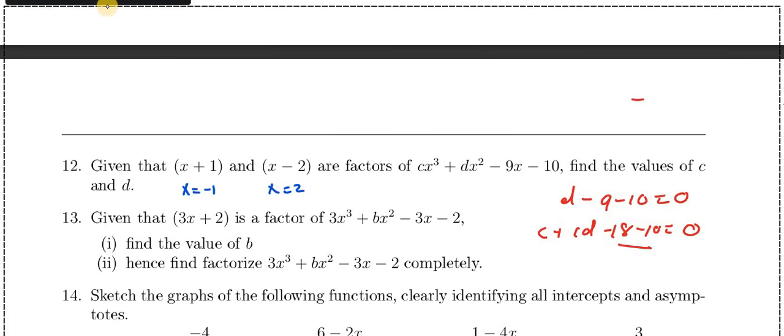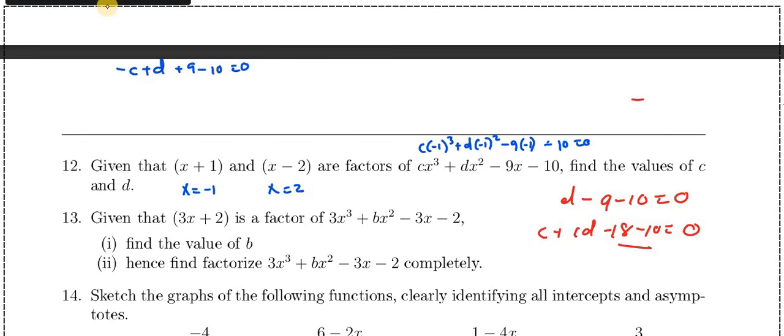Solve this, it gives you a 2. If you put negative 1 in the whole expression, it's going to be c(-1)^3 + d(-1)^2 - 9(-1) - 10 = 0. This will end up being -c + d + 9 - 10 = 0.